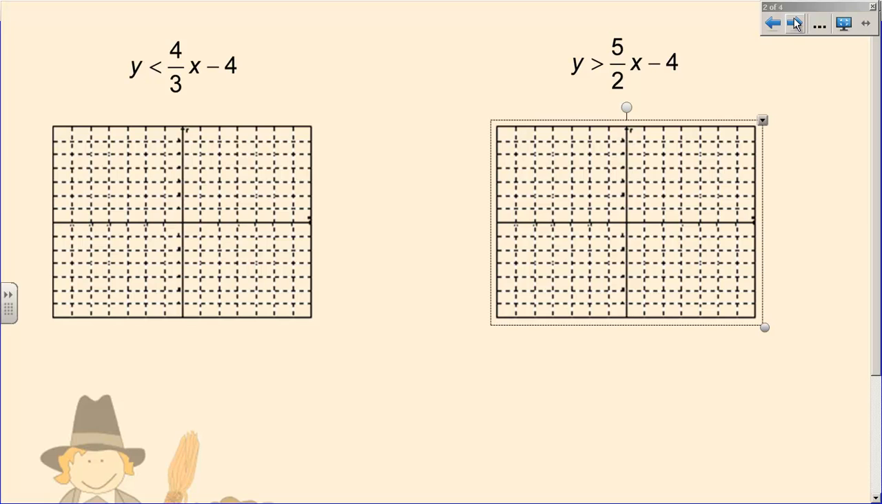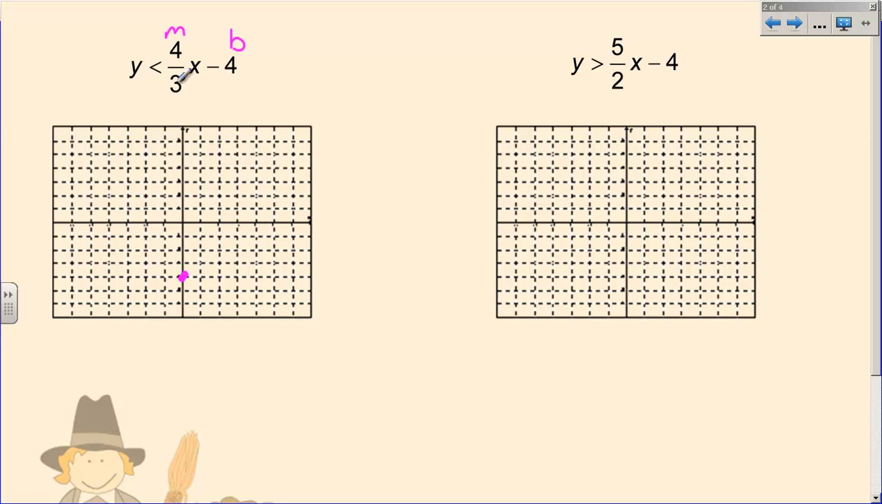The reason why we're going to spend time doing this is because it's a little bit different than graphing a line. Here is our first one. I've got y is less than 4/3 x minus 4. If you remember what we learned when we did slope-intercept form, this is your slope and this is your y-intercept. And so I begin to graph the same way I have always graphed. I'm going to start by plotting my y-intercept, which is -4, 1, 2, 3, 4.